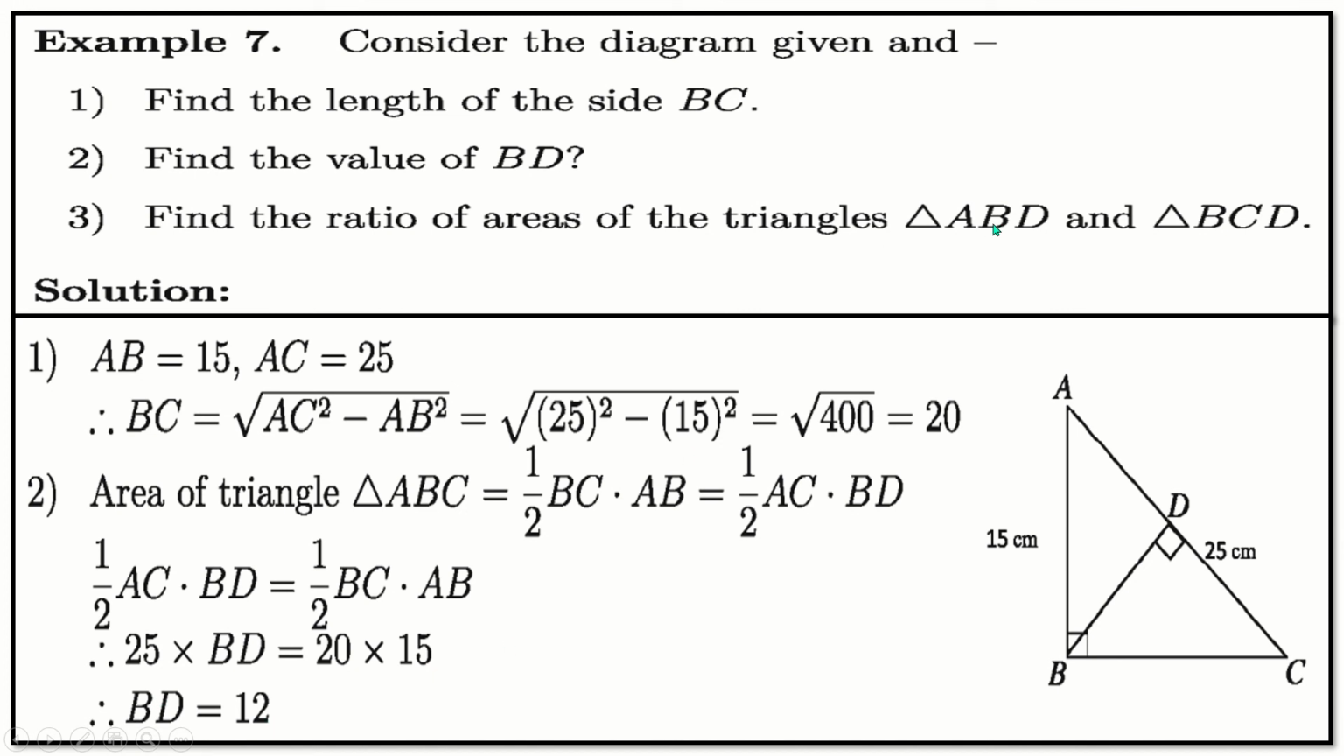Now we have to find the ratio of triangle ABD and triangle BCD. Both are right angle triangles, and we know area will be half into base into height. Here base AD, height BD. Here also base CD, height BD. Now follow.